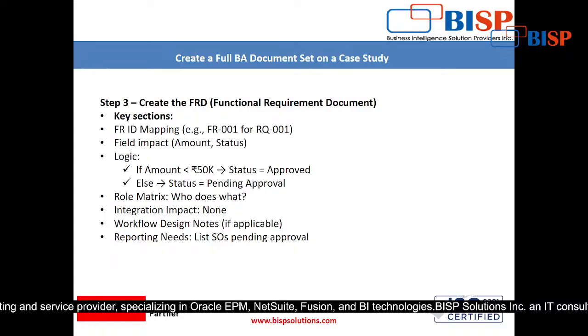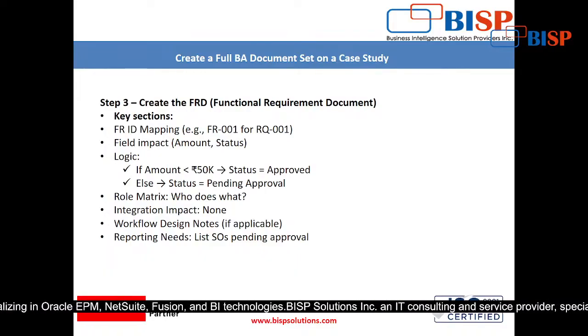Reporting needs, list sales orders pending approval, right? So now you have to write down the functional requirement in such a way that exactly what is asked, how it is being done, who are impacted, and whether this functional requirement impacts any other field. Is there any reporting need? What type of reports we can produce, like a list of sales orders pending approval, right? So in this way, the functional requirement document is something like this.